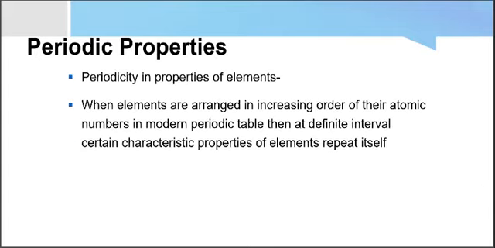So what is periodic properties? When elements are arranged in the increasing order of the atomic number, that is Moseley's law, then in the modern periodic table, the elements are arranged in the increasing order of the atomic number. Then at a regular interval, at a definite interval, the properties are repeated.